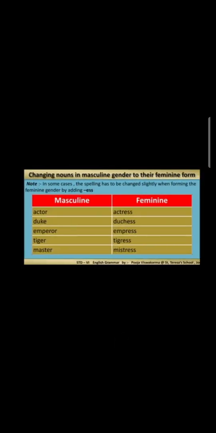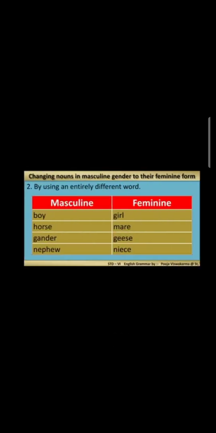Next, you have to note here: sometimes the spellings of the words are changed before adding the ess. Look at the example, actor, here actress. Actor, actress, duke, duchess, emperor, empress, tiger, tigress, master, mistress. So you have to note these rules.